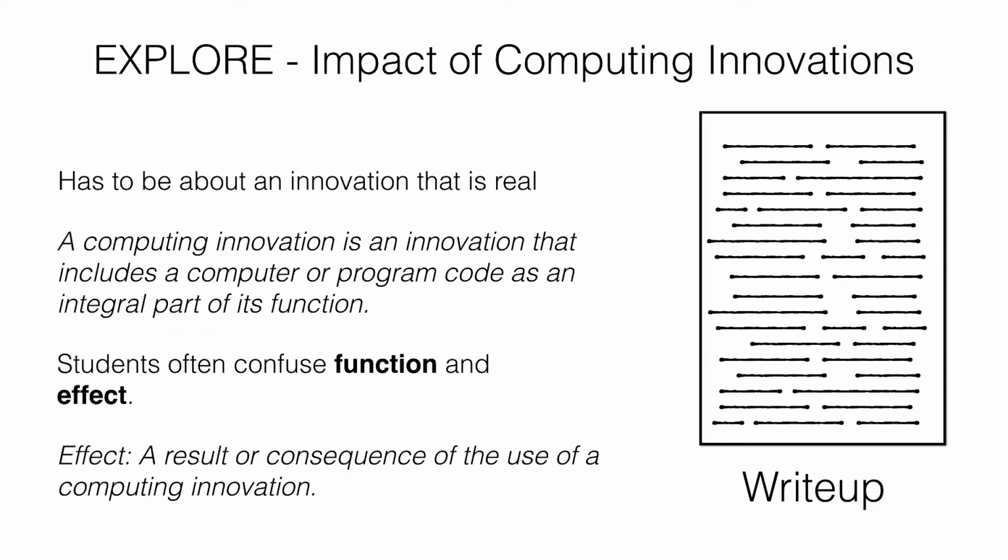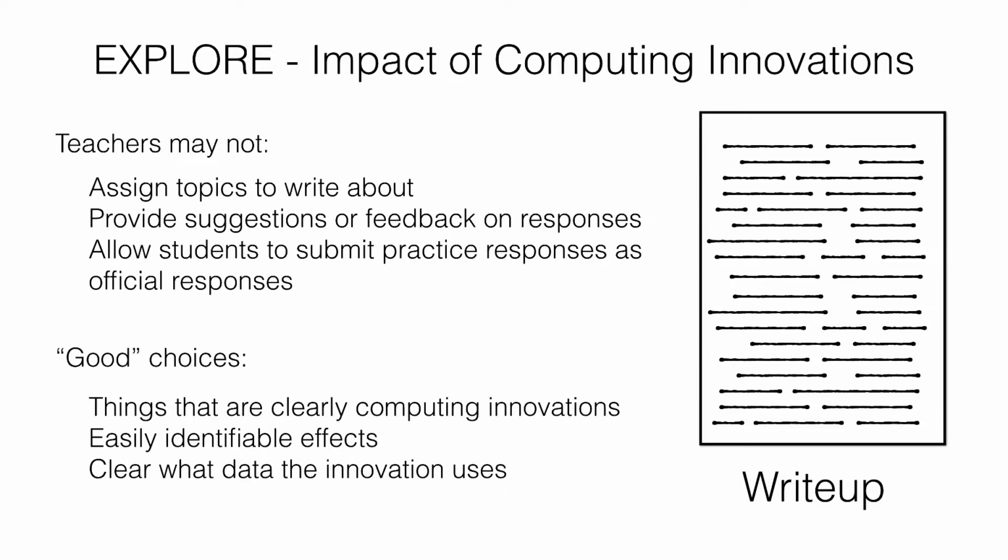Now, function is what it does. Effect is the result or consequence of the use of that innovation on society. Students often get the two of them confused. So in the portion where they need to be talking about beneficial and harmful effects, they'll simply talk about how it's used and not its effect on a group of people. That's a common mistake, and you'll see that when we look at some of these sample choices.